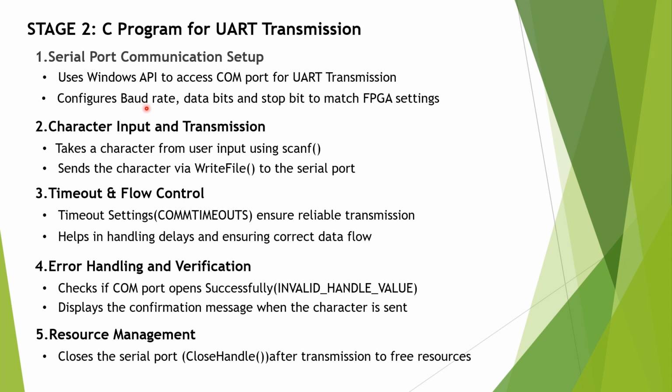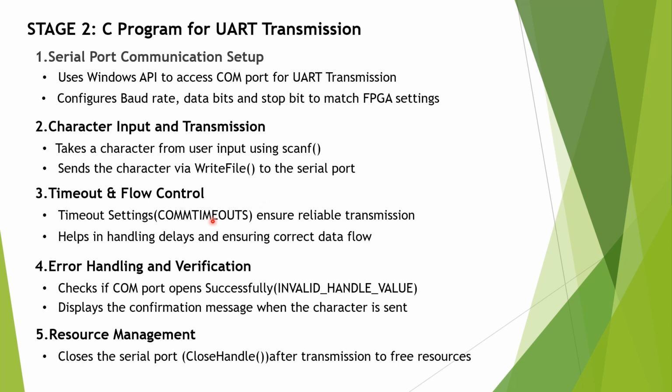Since the baud rate on which we are working is 9600, data bit is 8 bit and stop bit is 1 bit, these settings must be done. Next step is character input and transmission. After setting up the serial port, the program takes user input. This is done using scanf in C. The character is then sent to the FPGA using the WriteFile function, which writes data to the serial port.